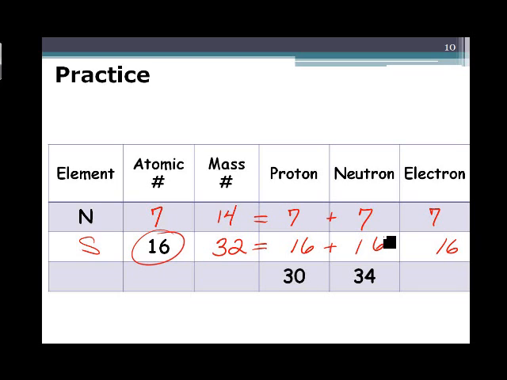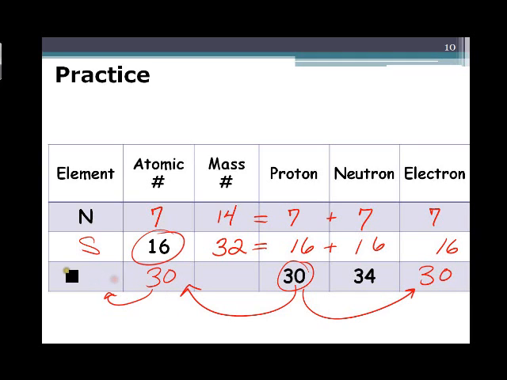Now in our third example, we have 30 protons. From this we can figure out the atomic number. The atomic number is also 30. We can also figure out the number of electrons, which is 30. The element with an atomic number of 30 is zinc. The mass number here is 30 plus 34. So 64.